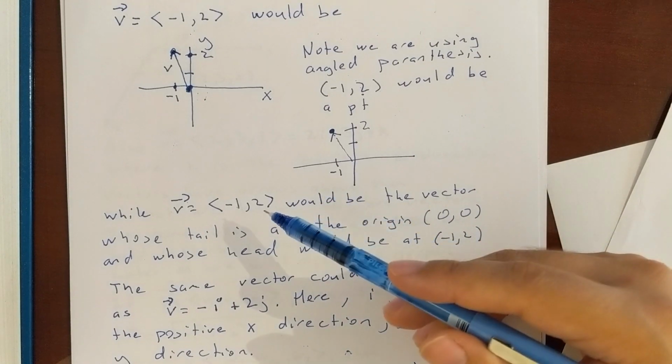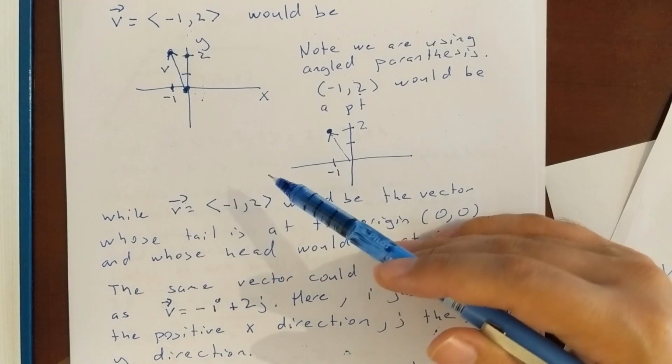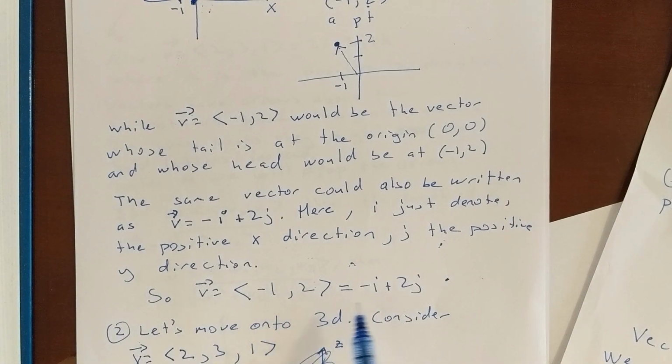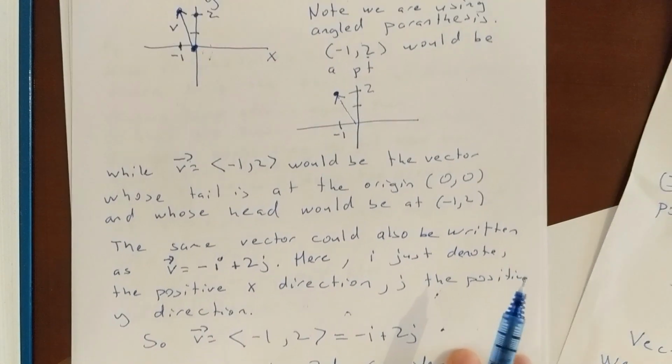Now, we can represent this vector 1, 2, okay? Another way, we can represent it as minus 1 times i, plus 2 times j. This is just i, the unit vector in the x direction, and j is the unit vector in the y direction. These are unit vectors. Now, these were two-dimensional vectors.